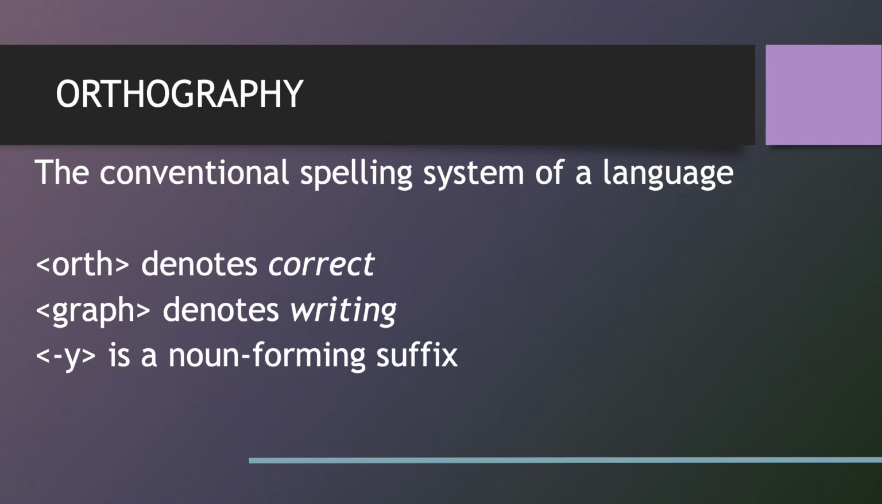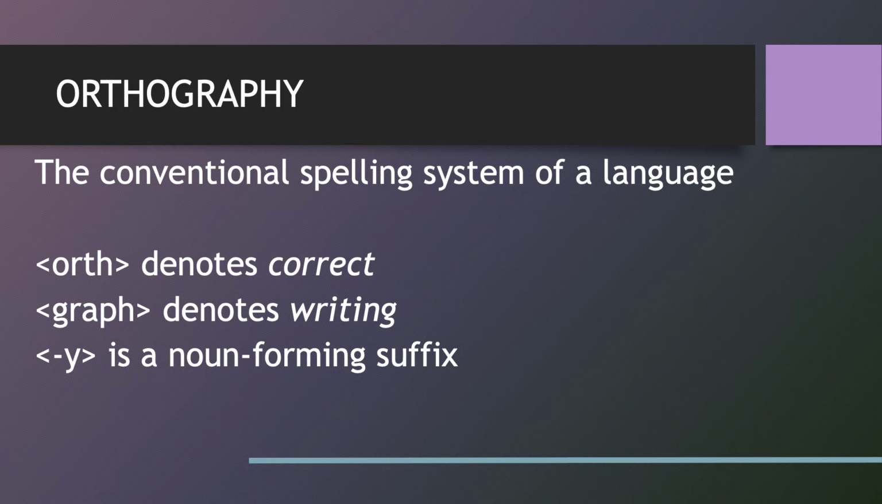I'd like to take some time now to talk a little bit about orthography. Before diving too far into literacy-related intervention, it's important to understand what orthography is and how the English orthographic system works. Orthography is defined as the conventional spelling system of a language. So it's our writing system, how we write words.